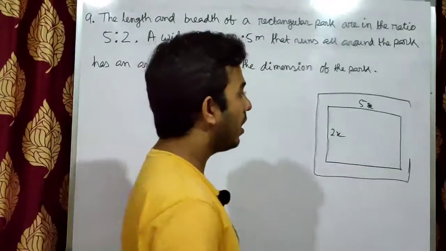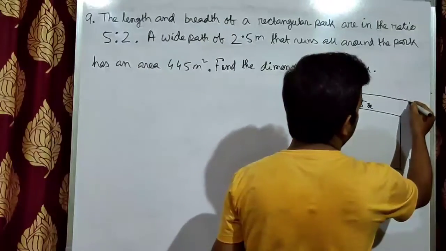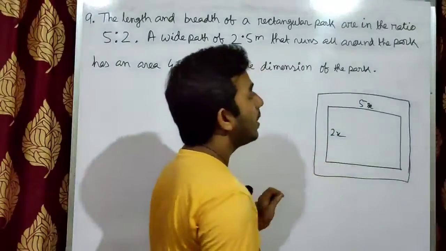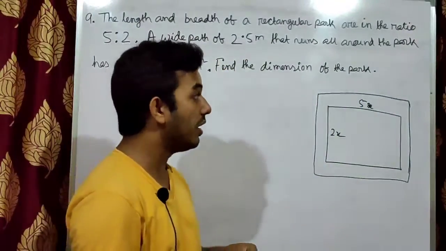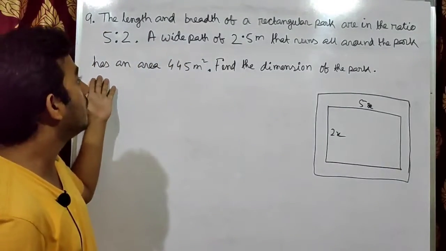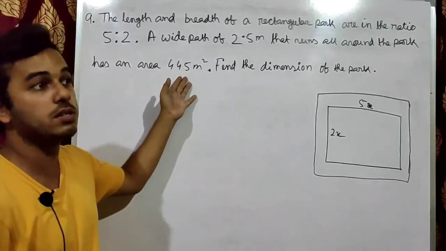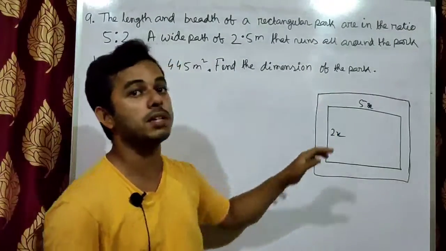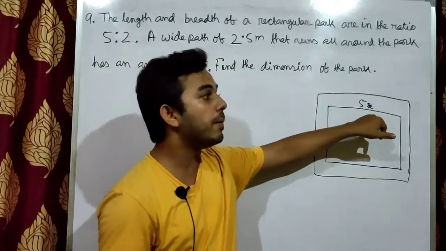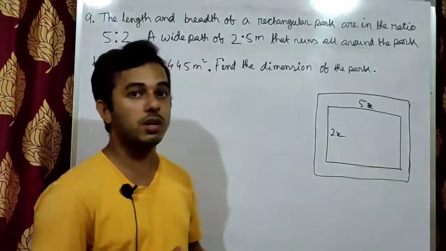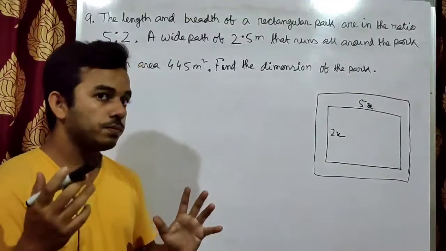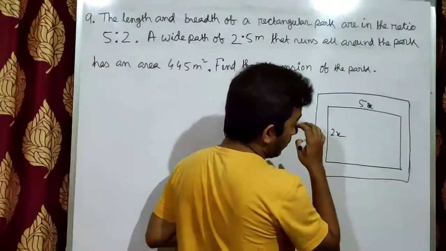Now one thing, look here, we have the area of the path all around the park, which has an area 445 meters square. From this we have to find out the dimension of the rectangular park. So how will you find? Okay, look one thing.